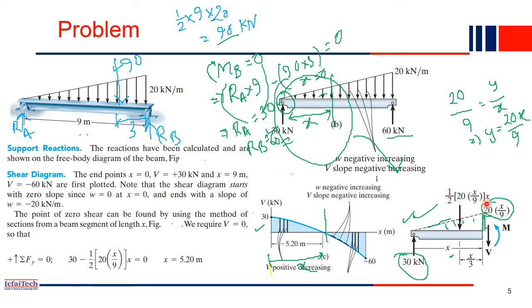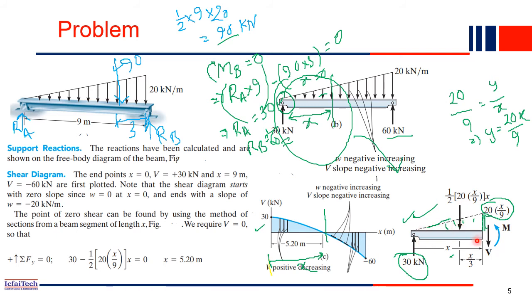Base is how much? x. So half into x into height. Height is 20x by 9. So that much is the concentrated load, acting at a distance of 1/3 of this total length. The total length is x, so 1/3 will be x by 3. So from here this concentrated load is acting.